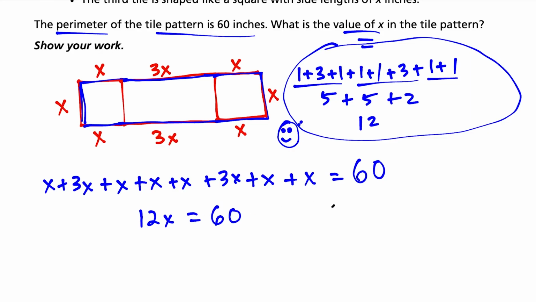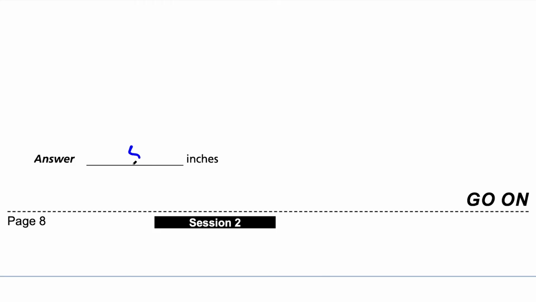So now you could probably just do this part in your head. What is the mystery value of X? X would have to equal 5 because 12 times 5 is equal to 60. Or we could say let's divide both sides by 12 because the opposite of multiplying by 12 is dividing by 12. And that gets the 12 in front of the X to cancel. And 60 divided by 12 is 5. So our answer, X equals 5 inches.